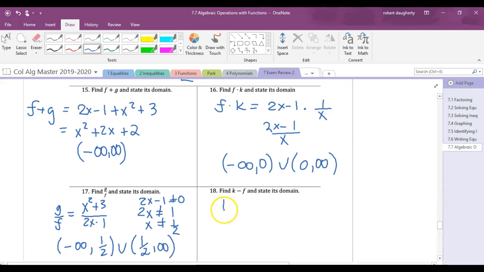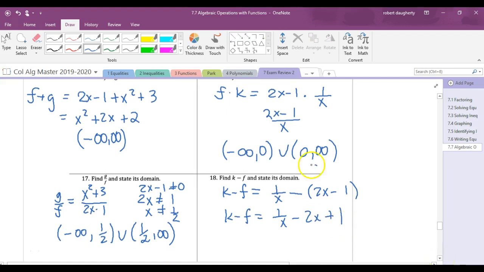k minus f, okay? So k minus f is going to be 1 over x minus 2x minus 1, okay? I mean, another way of writing that is k minus f is 1 over x minus 2x plus 1. What's the restriction here? The restriction is the same as this one. x cannot be 0.